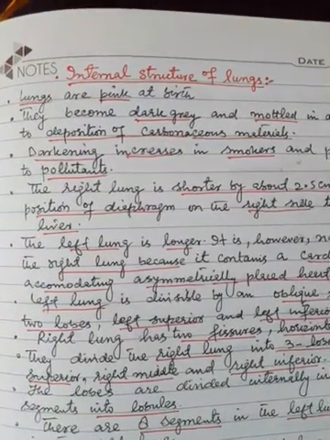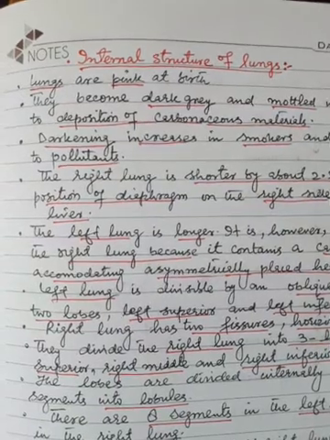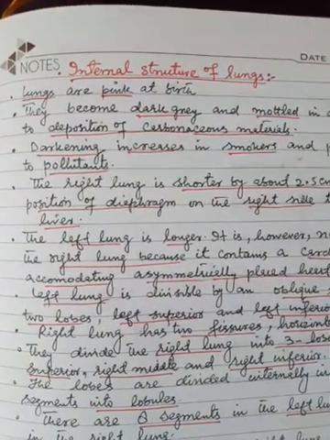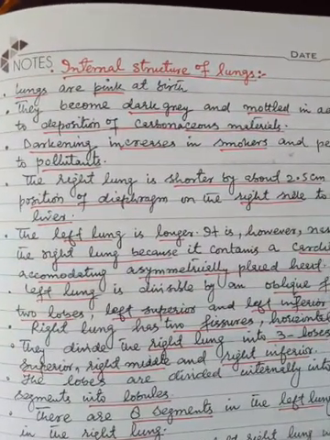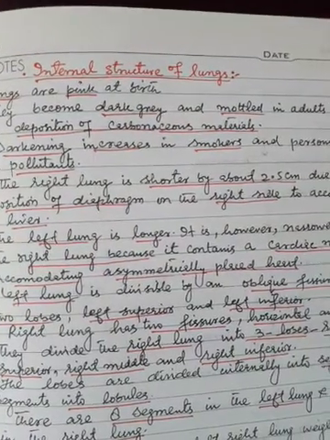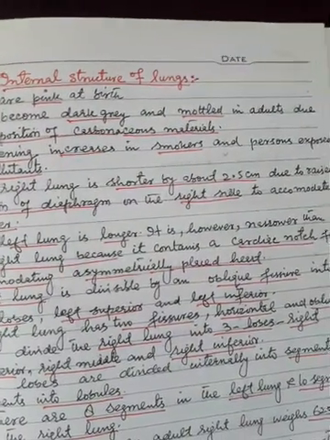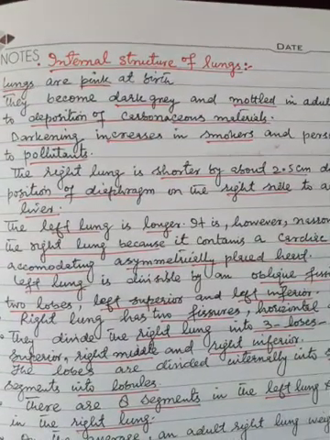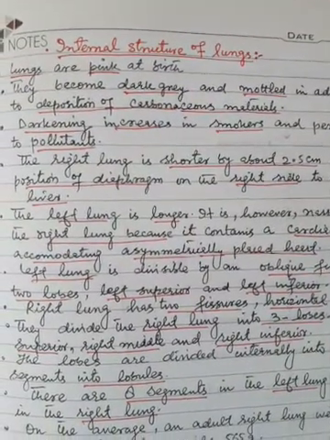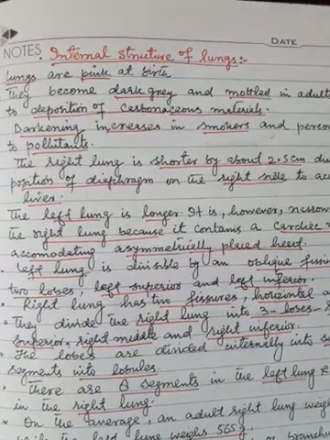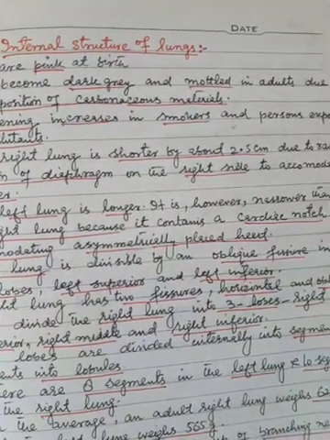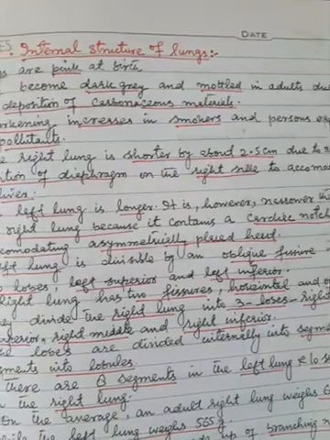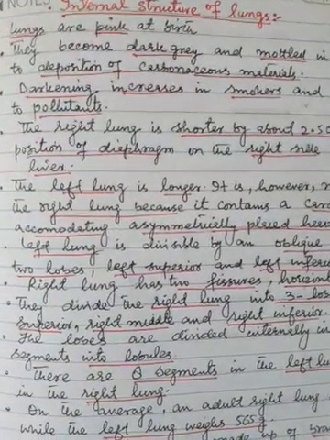Internal structure of lungs. Lungs are pink at birth. They become dark gray and mottled in adults due to the deposition of carbonaceous materials. Darkening increases in smokers and persons exposed to pollutants.